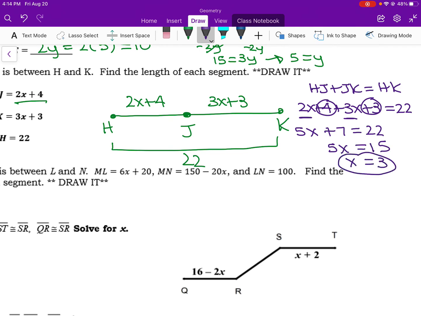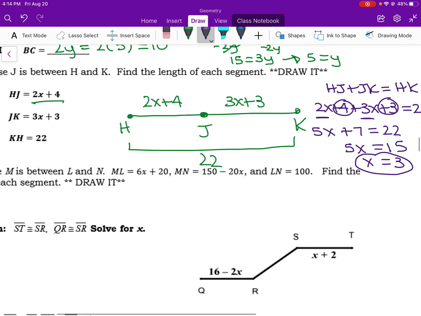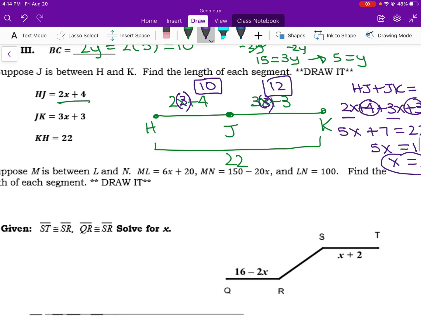So I know x is 3, but I wanted to actually find the line segments themselves. So if x is 3, if I jump back in here, then for my HJ, I have 2 times 3 plus 4, which is 10, because that's 6 plus 4. Over here, 3 times 3 plus 3, that's 9 and 3, which is 12. So I have found that HJ is 10, JK is 12, and then of course KH was given to us.